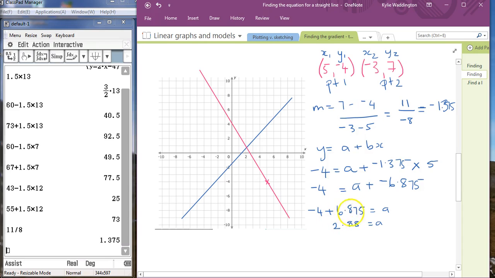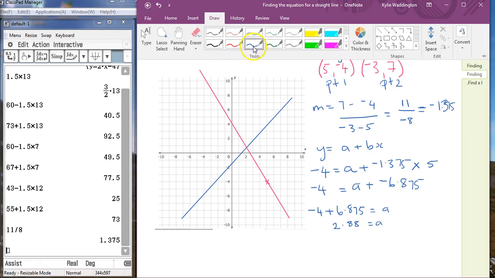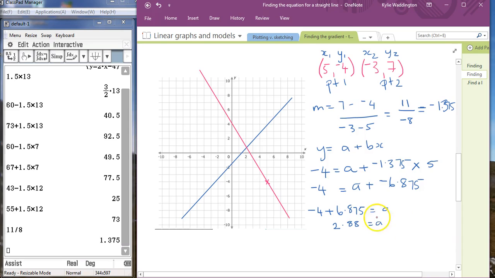Okay, so in this instance, that becomes 6.875. I'm not rounding yet, we'll round later. A positive and a negative makes a negative, which means when we move it to the other side it becomes positive, which gives us a value of 2.88. I've rounded at this point in time, so A is equal to that. Our final step has to be actually writing the equation. So the equation for that line is going to be y equals 2.88 minus 1.38x.